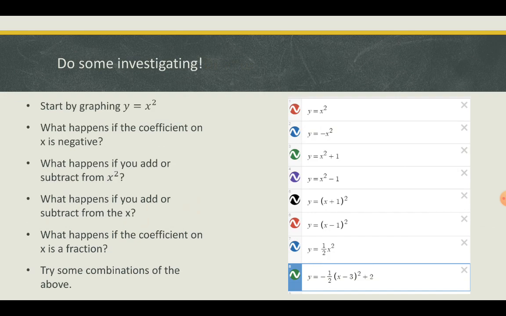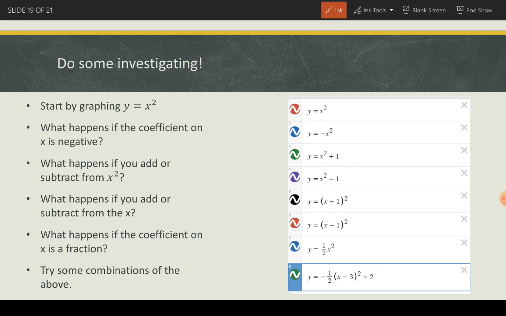So let's do some investigating. I want you to go to desmos.com, and I want you to start by graphing y equals x squared. Okay, and take a look at it. And then I want you to change x squared to -x squared. And I want you to tell me what happens if the coefficient on the x is negative. What happens to the direction of the graph? Okay. What happens if you add or subtract from x squared? So put x squared plus 1 in there and see what happens. And then put x squared minus 1 and see what happens.